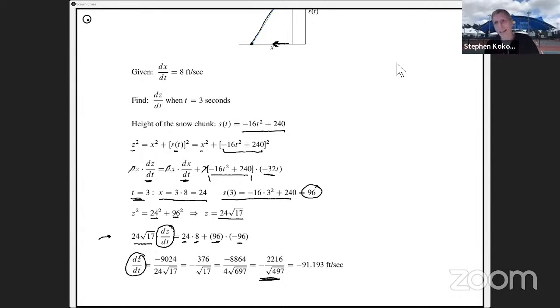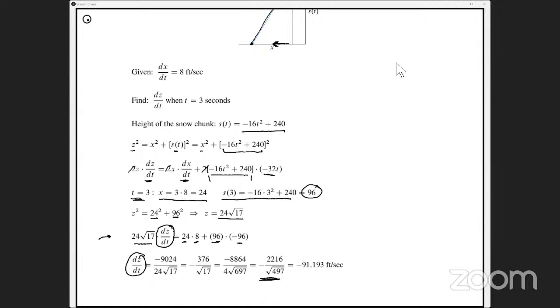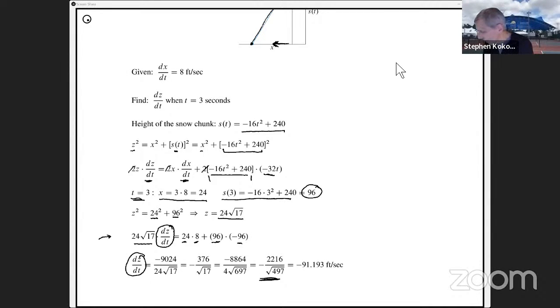Still not going to hit them, but it's not too weird, right? Okay. Yeah, the snow chunk at that moment in time, right? We're asking that question at that moment in time. Right. Okay. Very good. I like that.